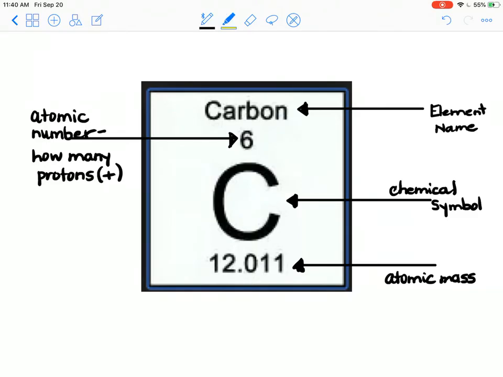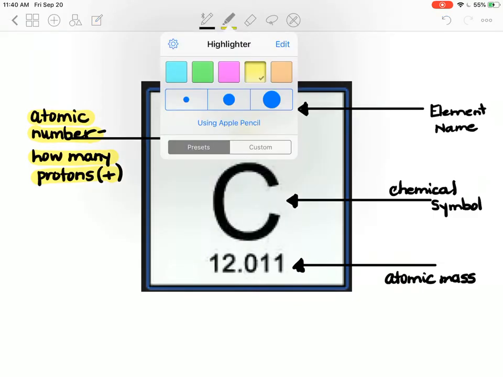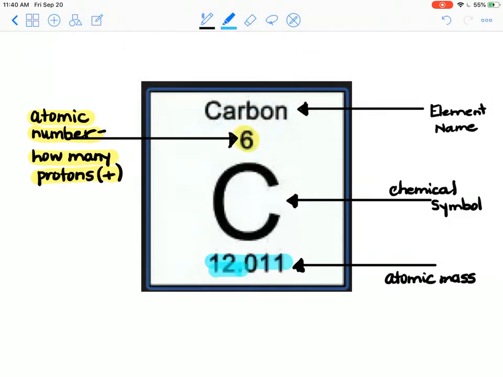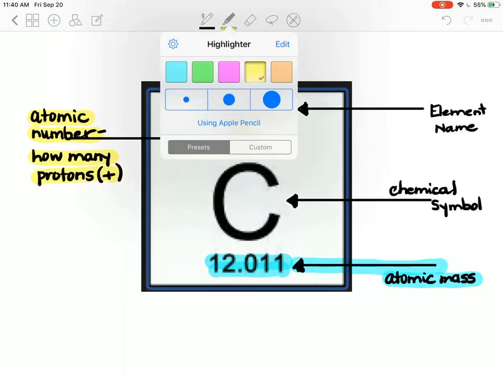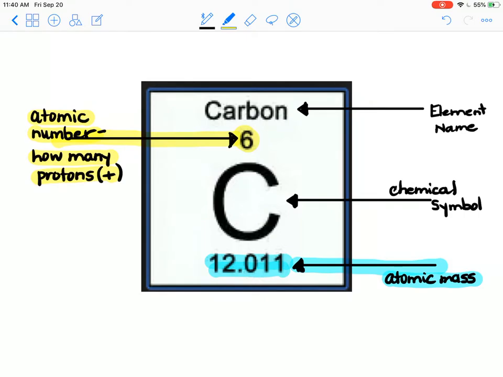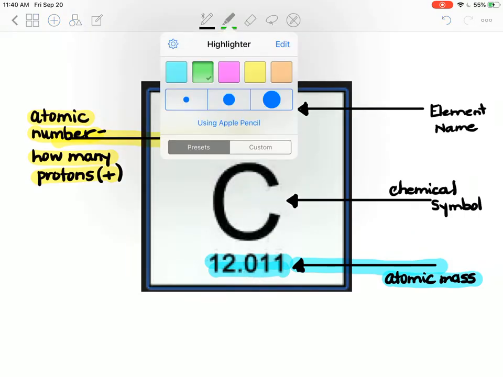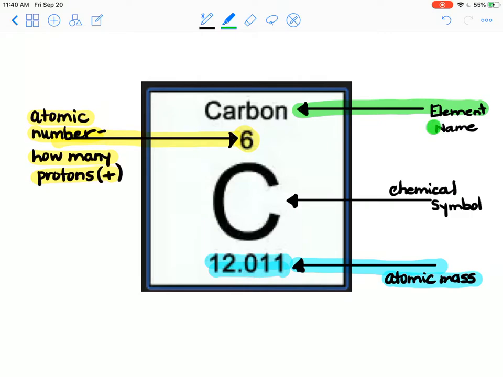Okay, so let me highlight. I'm going to highlight atomic number with yellow. That's this. I'm going to highlight atomic mass with blue. That's this one. The element name, let's go ahead and highlight that. That's something that if you need to know how to spell your element, you've got that right there. And then the chemical symbol. So these 4 pieces of information are given to you on a periodic table.